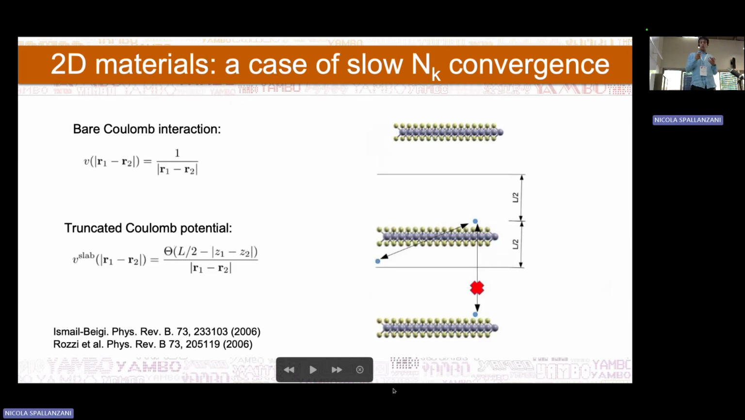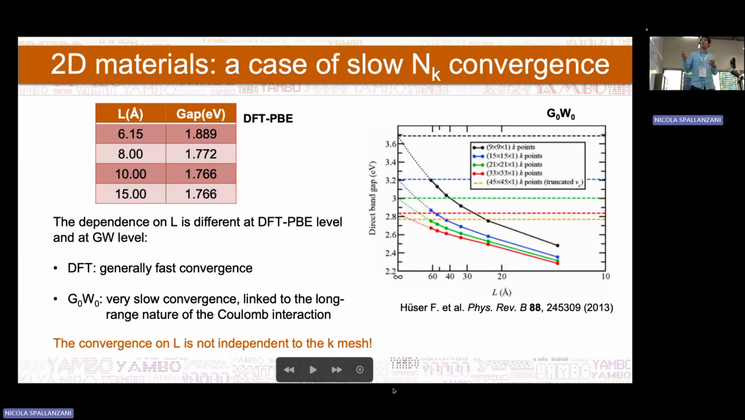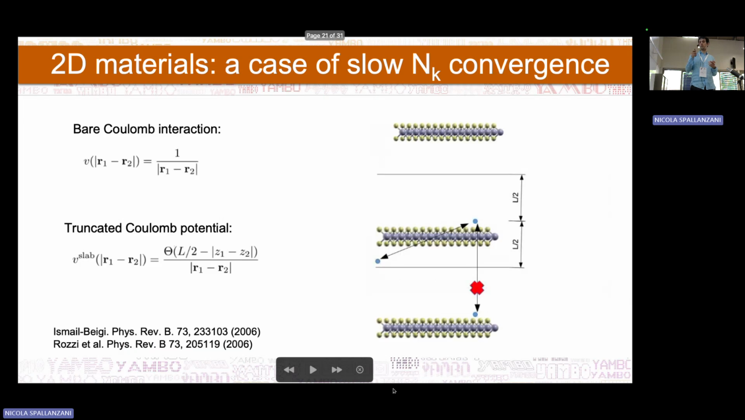Typically, what you want to do is use these truncation techniques. So basically, what you do is, instead of using the bare Coulomb interaction, use a truncated form of the Coulomb interaction. You basically encapsulate the Coulomb interaction within your supercell, the simulation of your supercell, and you remove all communication between the different monolayers.